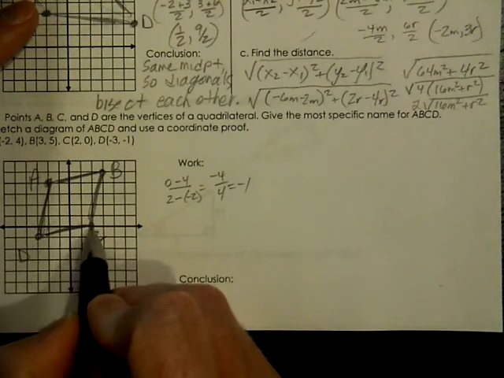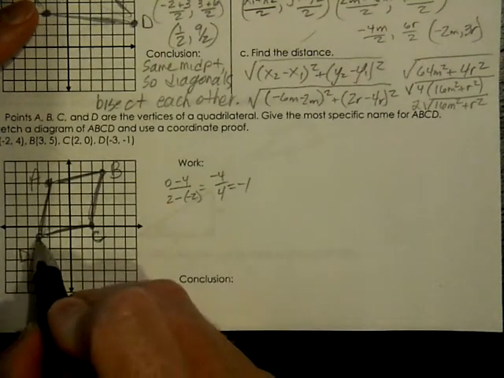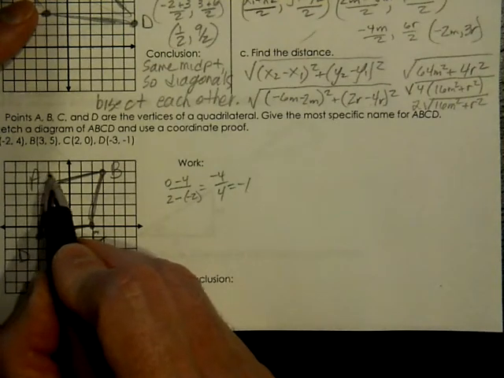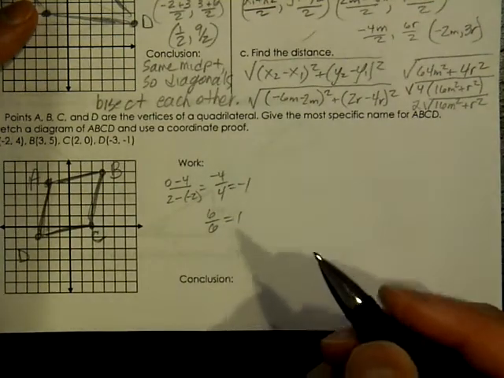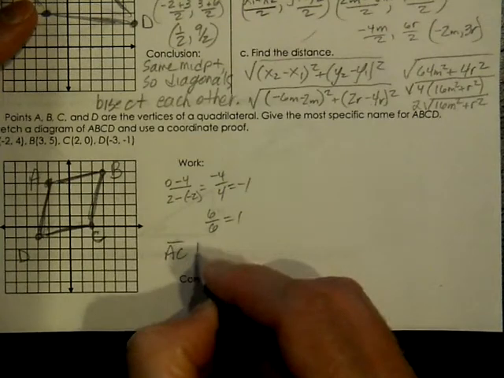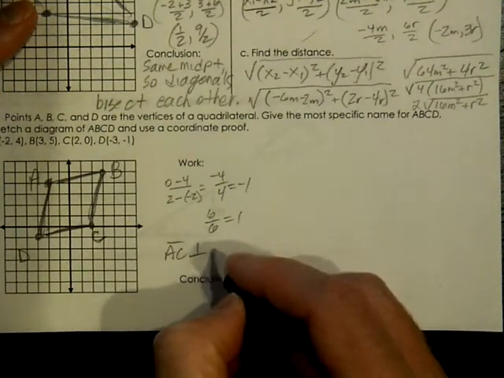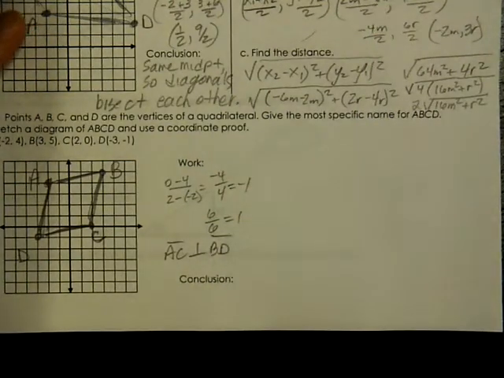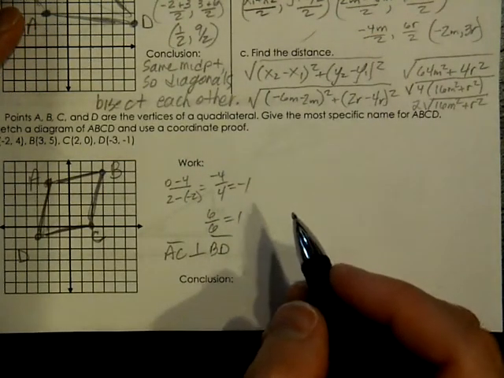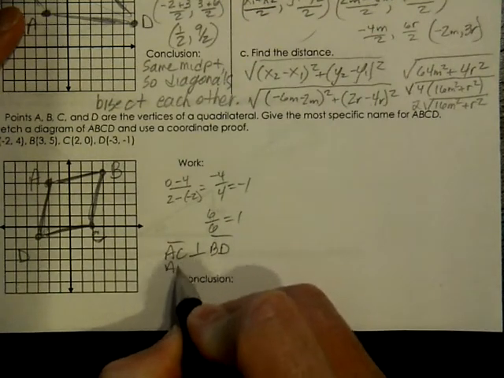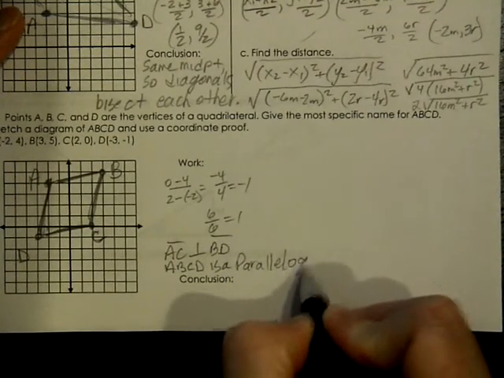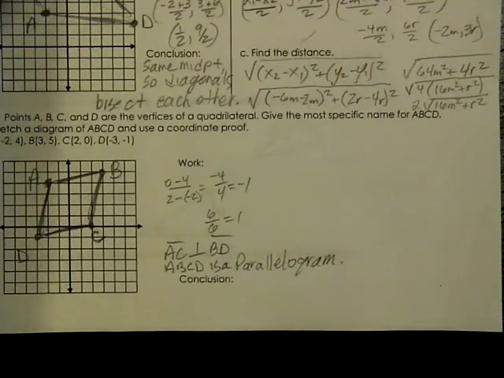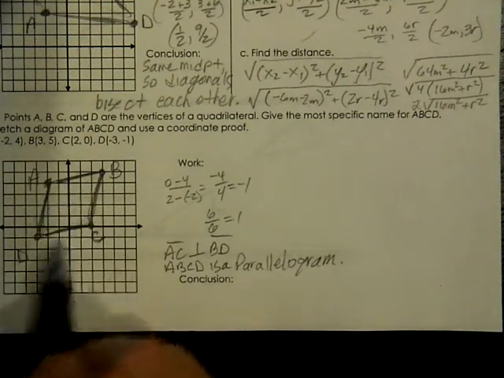So that was negative 4, positive 4, which gives us this. And 1, 2, 3, 4, 5, 6. 1, 2, 3, 4, 5, 6. So that's 6 over 6, which is 1. So we know that AC is perpendicular to BD. So we know that ABCD is a parallelogram. We know that for sure. Now, what type of parallelogram is it? There's a chance that this could be a rhombus.